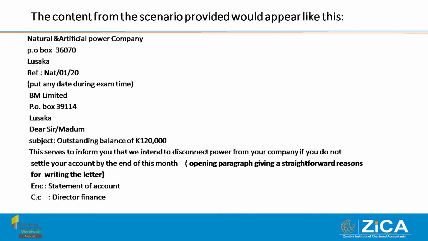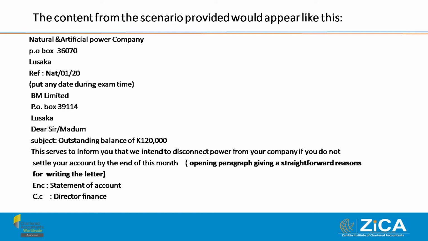Outstanding balance of 120,000. This serves to inform you that we intend to disconnect power from your company if you do not settle your account by the end of the month. Now, note that this is the opening paragraph. In the opening paragraph, you simply state the reasons for writing, and you need to be brief.